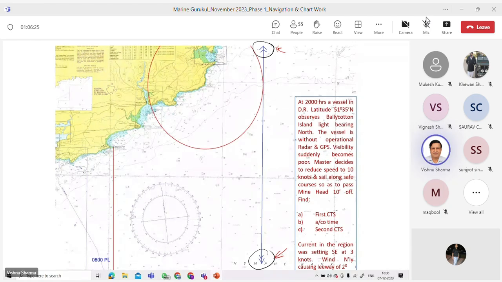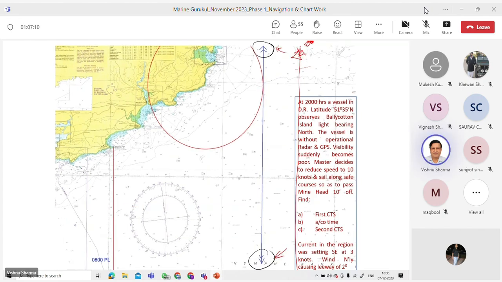So first, you will draw the first PL. Then second, you will draw this circle in this particular case. Suppose he had said he wants to reach a pilot boarding ground here, then what will you do? This PL can be directly drawn through this. Yes or no, beta? Correct? Am I right? So if you know your destination, then the PL should have been transferred through the destination. In this case, the master just wanted to clear off this Minehead 10 miles off.